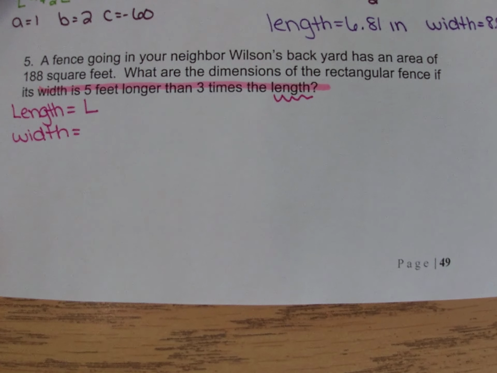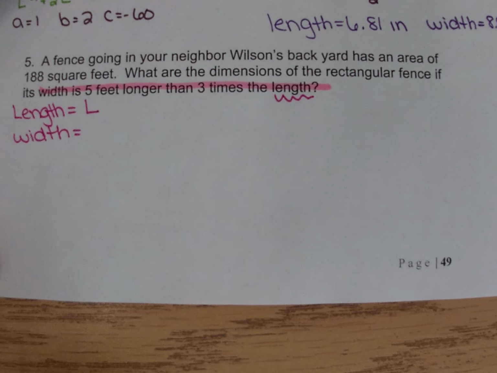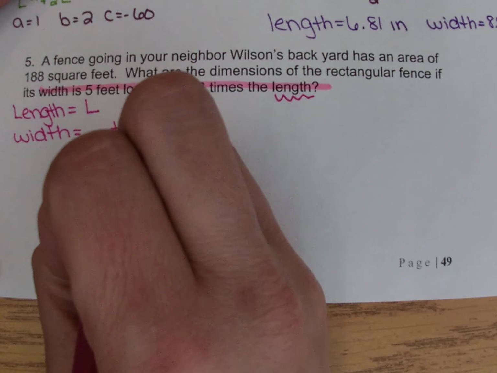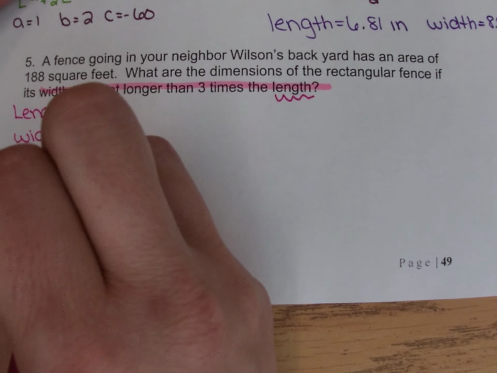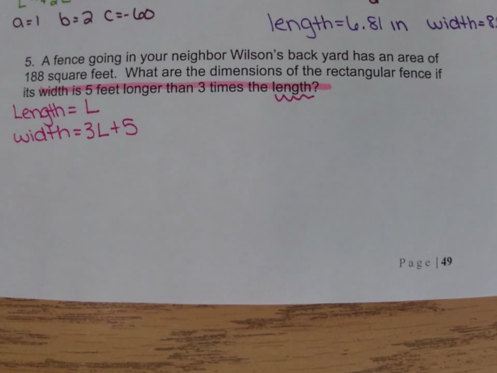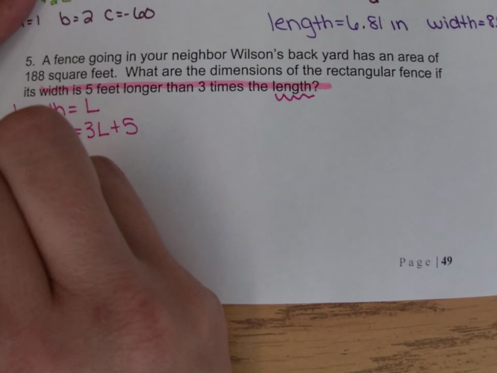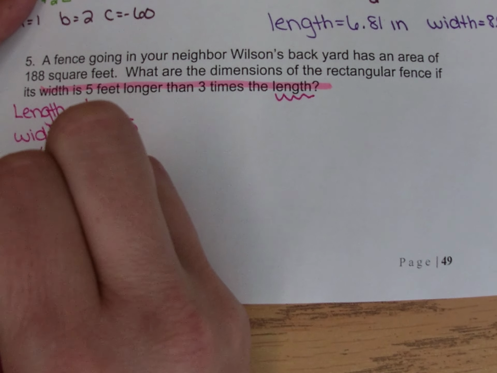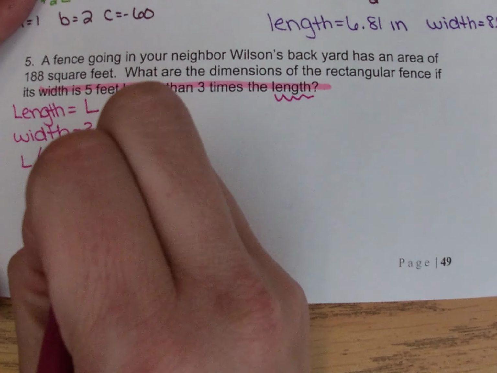Right, our width is 5 feet longer than 3 times the length. So I want 5 feet longer than 3 times the length. So our next step is going to be to multiply length times width, right, equals 188.